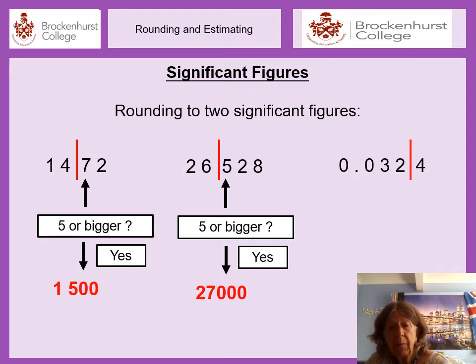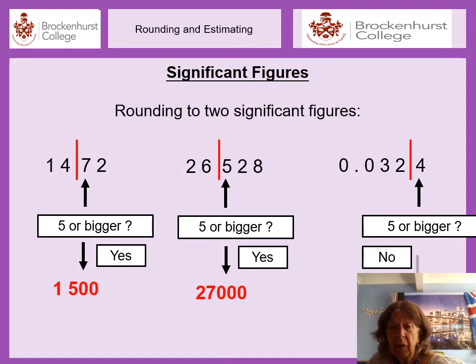The last example, we want rounded to two significant figures, so we don't count the zeros. We start counting at the 3. So we go 3, 2, that's our 2 significant figures. Draw our line after the 2. Look at the number after the line and ask ourselves, is that 5 or bigger? And the answer is no. So the answer will be 0.032. Sorry, it's hidden. So the answer is 0.032.